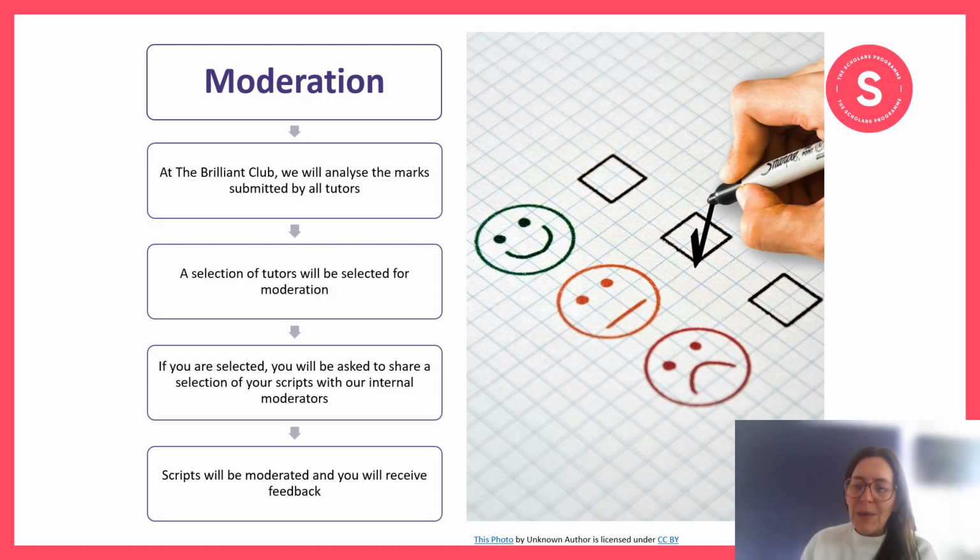If we are not able to access those scripts on the hub, we will get in contact with you and ask you to submit some scripts to us for moderation. Once that moderation process is complete, you will be notified by your programme officer that that has happened, and they will then discuss with you the findings and arrange for tutorial 7 to happen.